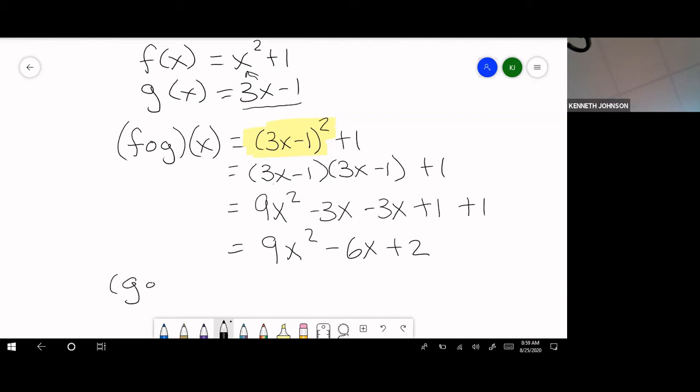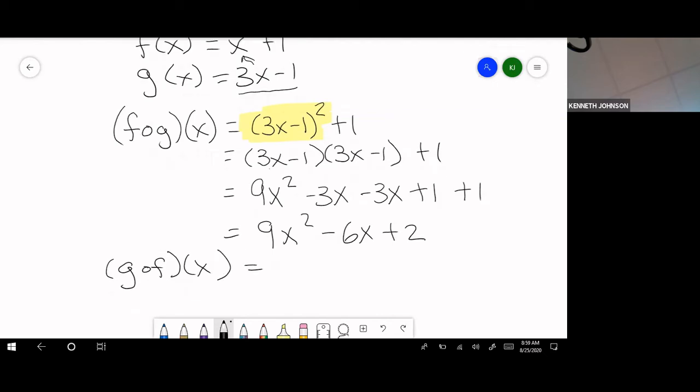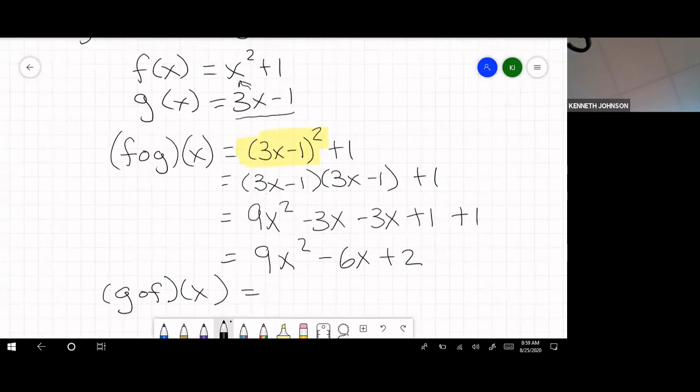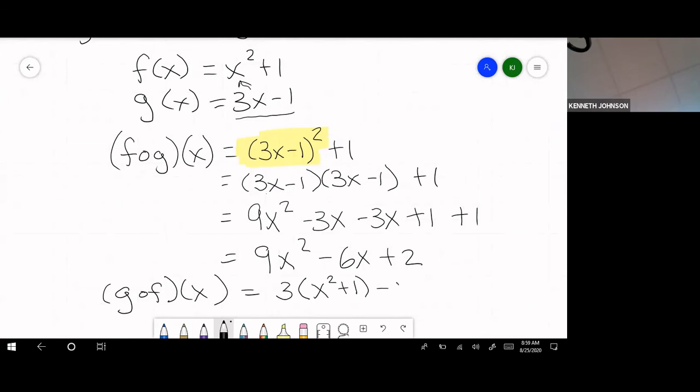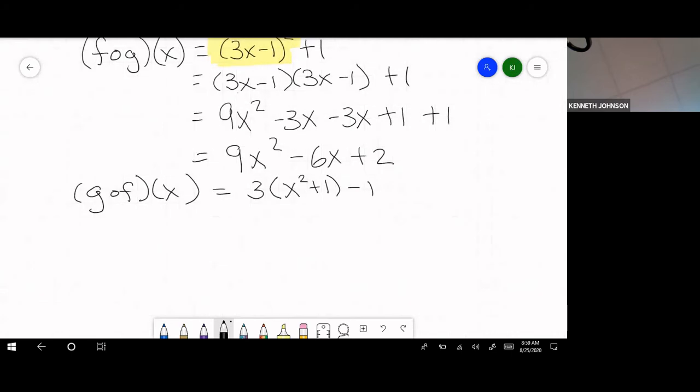Now, if I look at the other side, g of f of x, it says take the f of x function and plug it in for x in the g of x function. So I substituted x squared plus 1 in for the x. Distribute the 3. And my final answer, 3x squared plus 2.